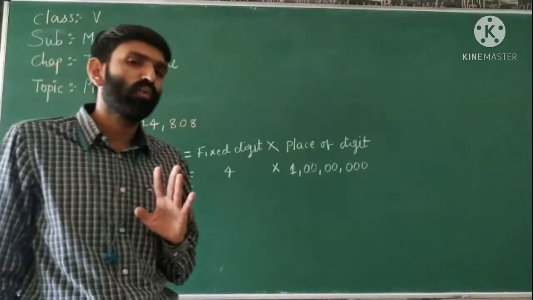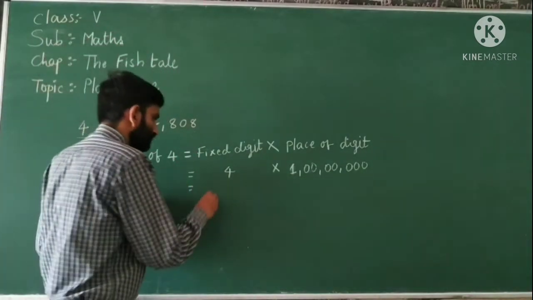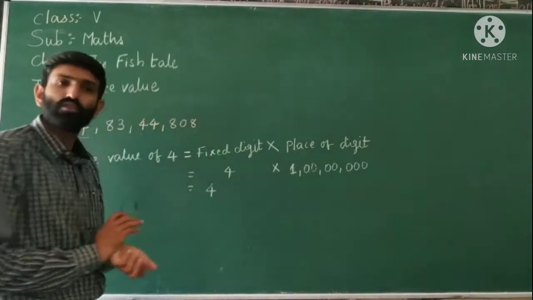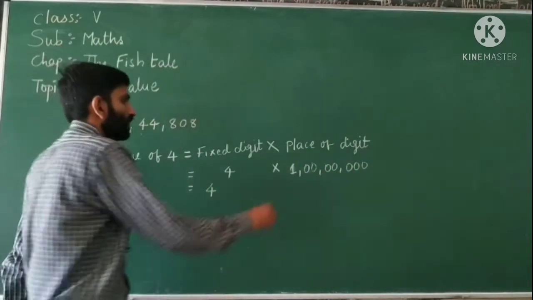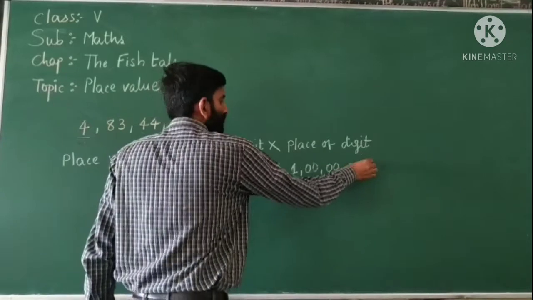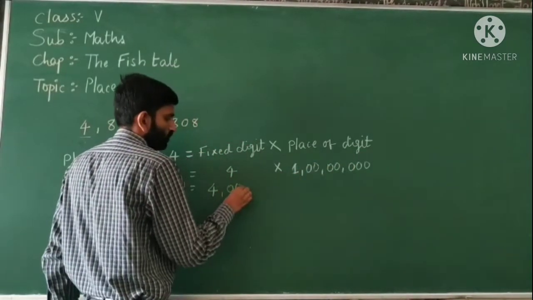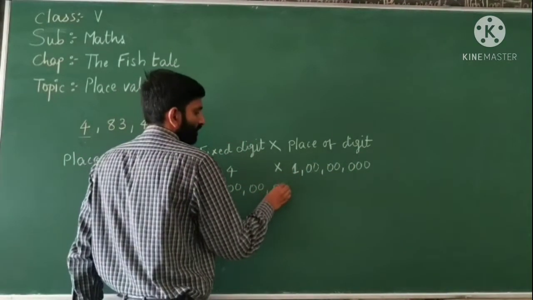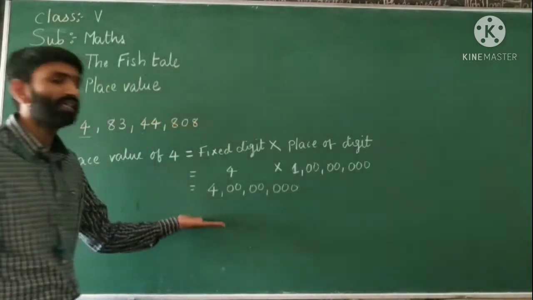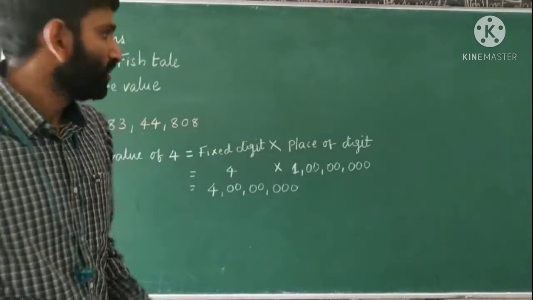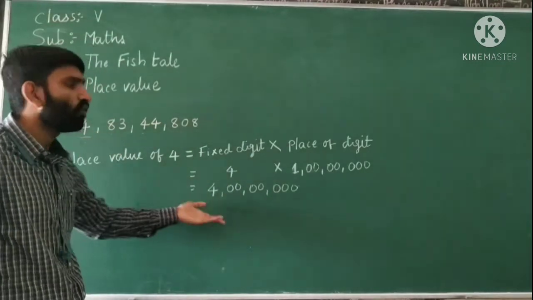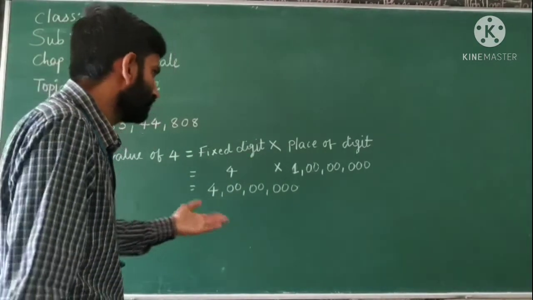So 4 ones are 4. Now count the zeros and place them after 4. 1, 2, 3, 4, 5, 6, 7. So the place value of 4 is 4 crore. Okay? So the place value of 4 is what? 4 crore. Okay. Let's go.